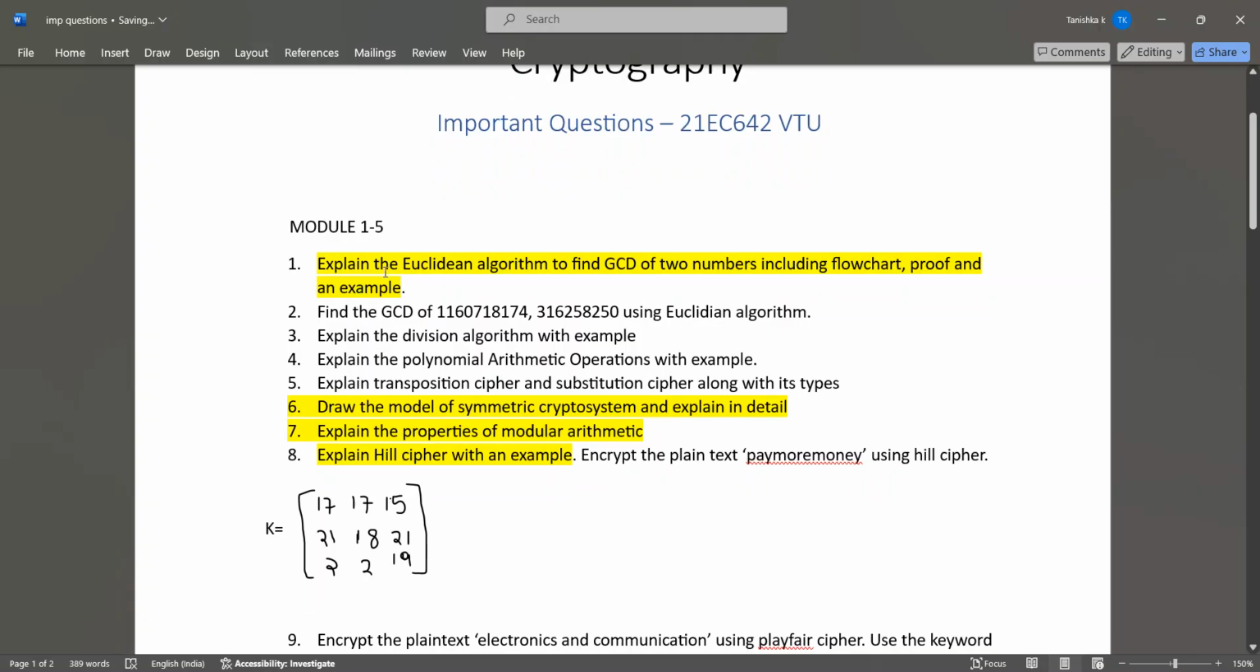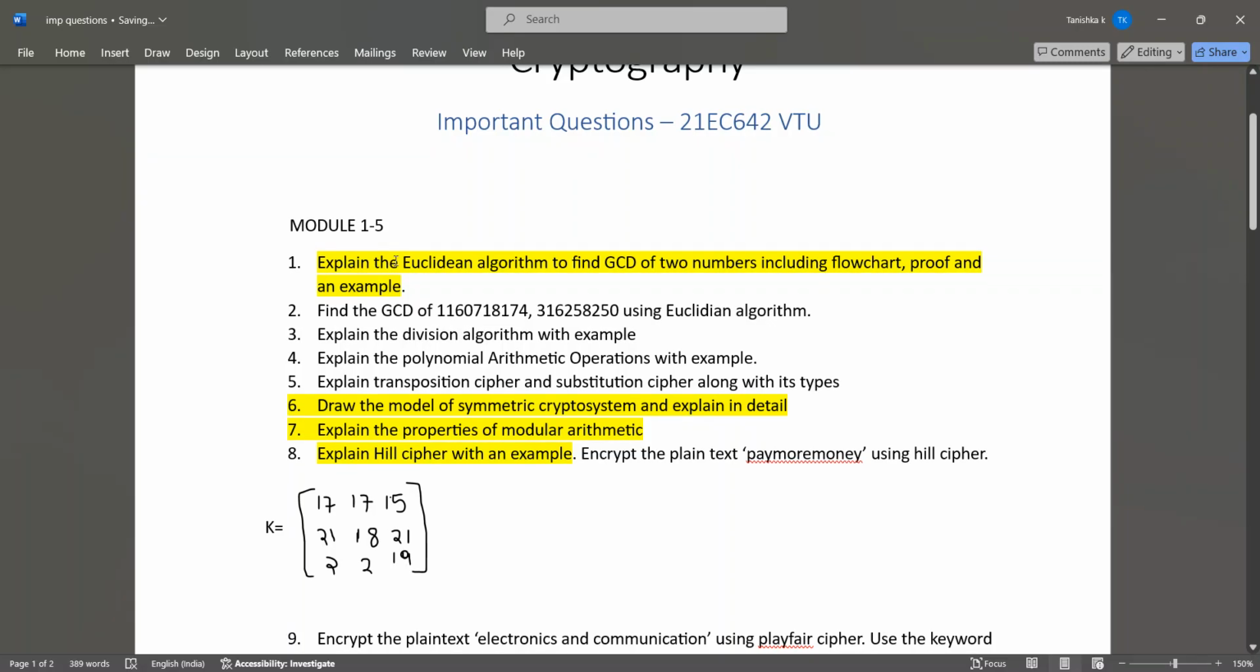The important questions are: Euclidean algorithm to find the GCD of two numbers, including flowchart, proof and an example. Then GCD type of problems and the division algorithm, polynomial arithmetic operations with example, and transposition cipher and substitution cipher with example. This is also important. Transposition cipher and substitution cipher are also important.